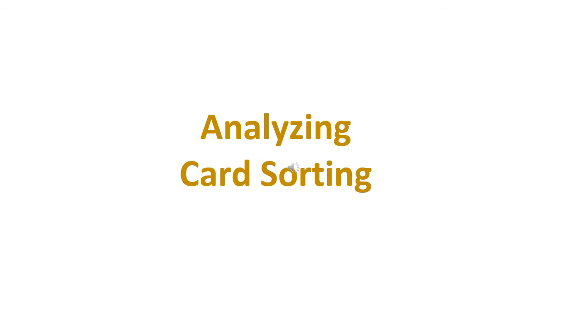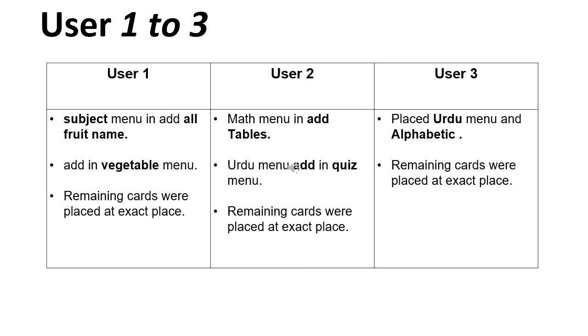Analyzing the card sorting. Users 1 to 3. User number 1 suggested that fruit names and vegetables must be added. User number 2 added tables and a quiz. And user number 3 added an Urdu menu and alphabets.